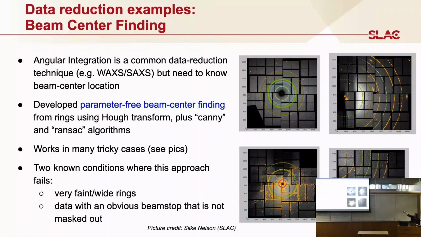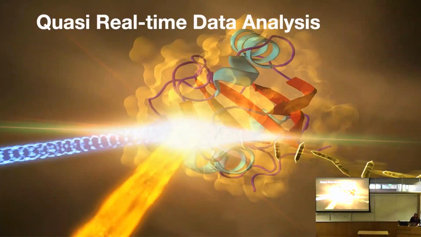So we've developed a technique using Hough transforms with Canny and RANSAC algorithms to find those circles. It works in a lot of these tricky cases, including the ones shown here. It still fails for faint or wide rings, or if we leave a beam stop in there that we haven't masked off; it's not smart enough to catch that we've done something silly. But in the majority of cases, it works quite well. So these are examples of the sort of data reduction that we're doing.